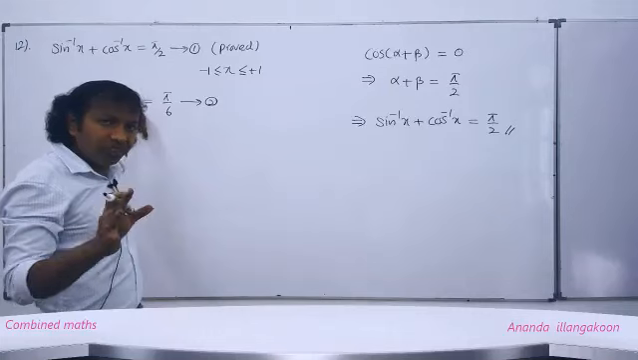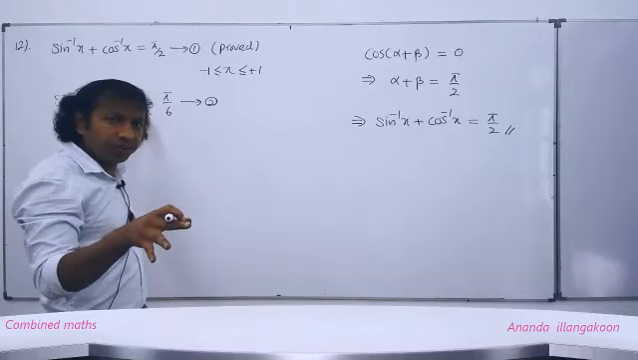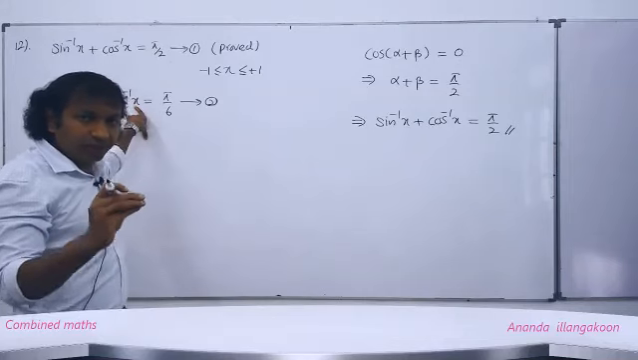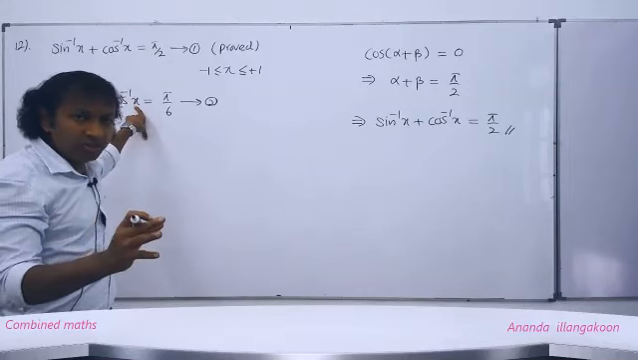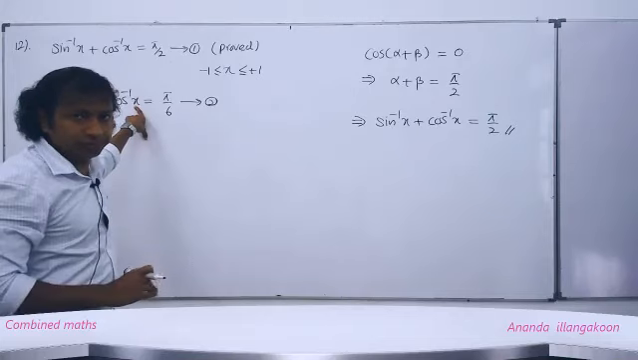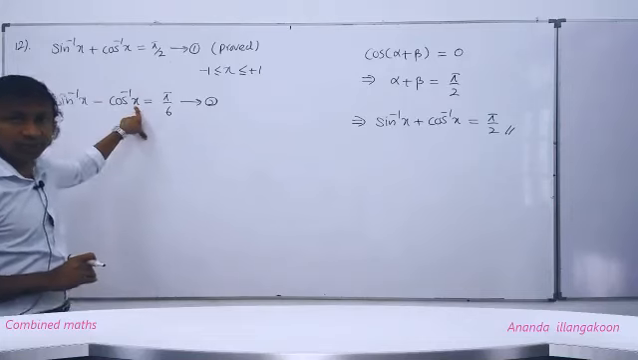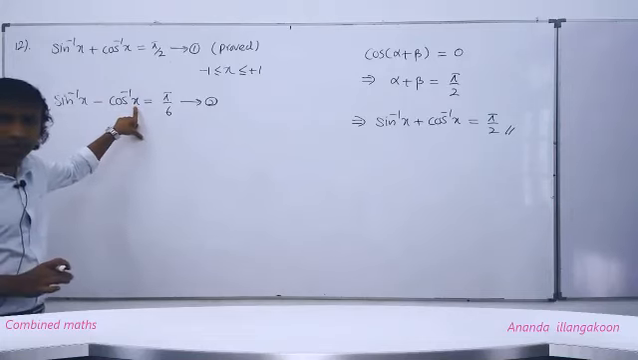Because you know, whenever we write sine inverse or cos inverse, the number after that inverse should lie between minus 1 and plus 1. That we said before this. Now the question in hand is this. There is a real number, it is x.